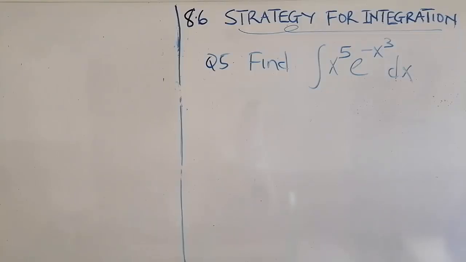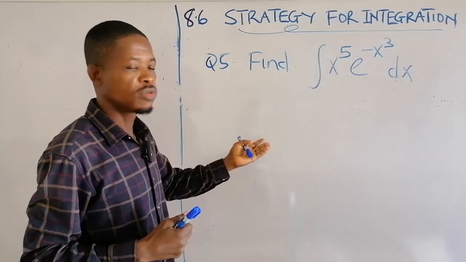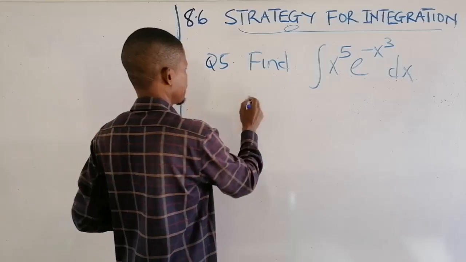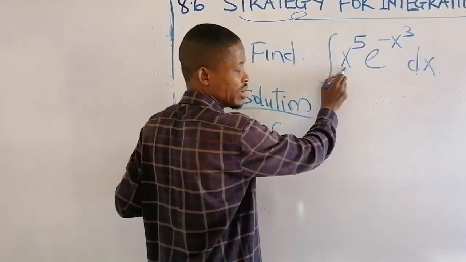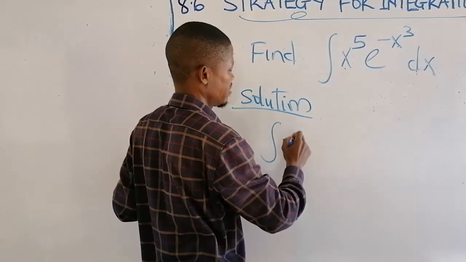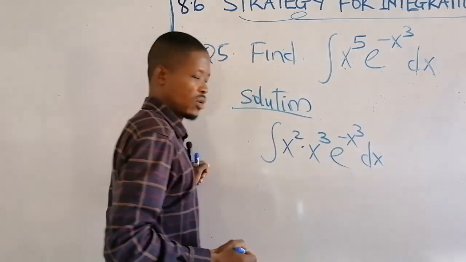Yeah, for this question, find the integral of this. The strategy here will be a little algebra and then use substitution. That's the solution to that. We're going to break this one into two parts, and one part will be x to the power 3. So it will be this, and then times this. That's the first thing we're going to do.